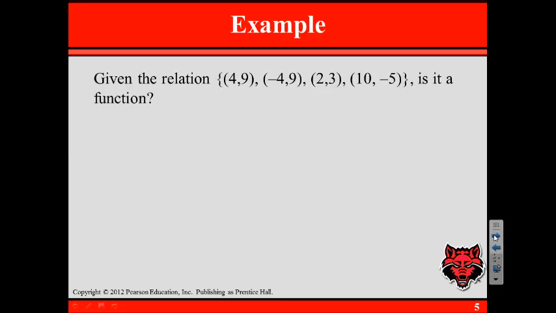So let's try a few examples. Given the relation, we have four ordered pairs, (4, 9), (-4, 9), (2, 3), and (10, -5). We want to know if it is a function. So remember, the definition of function said we map one x coordinate to exactly one y coordinate. Basically, we can't have any x values repeated. So as we go through, we have 4, -4, 2, and 10. Because all of our x values are unique, we have no issues whatsoever. And so the answer is yes.